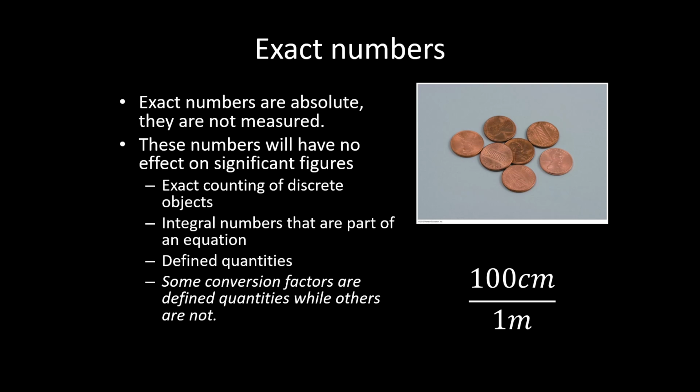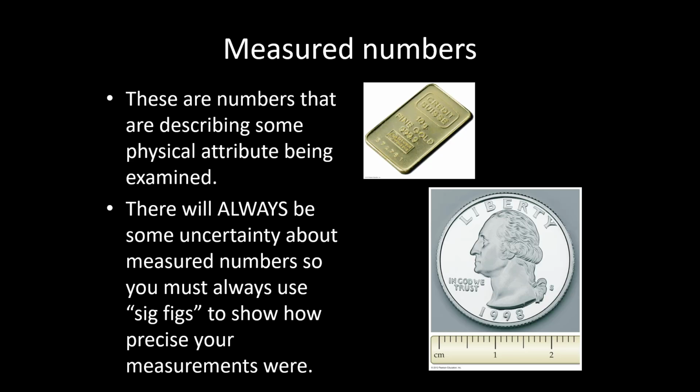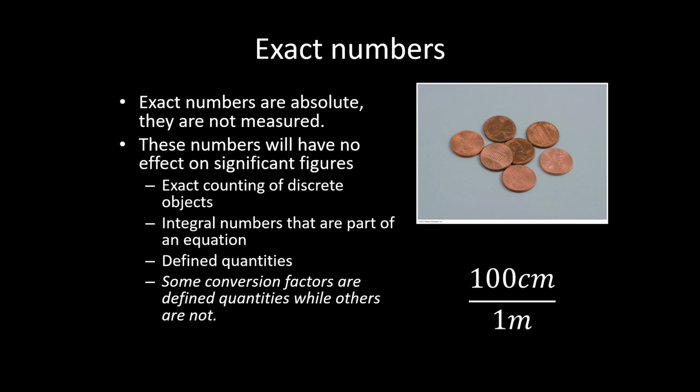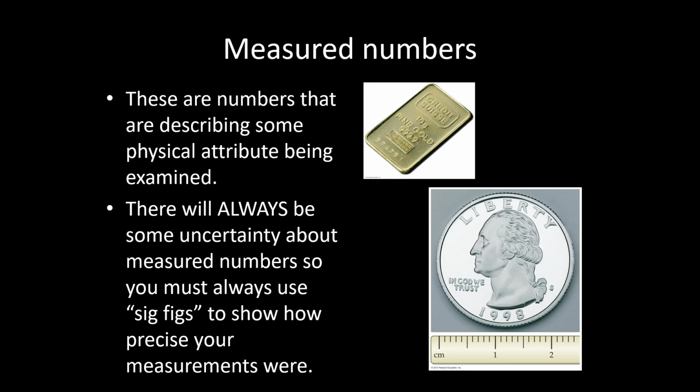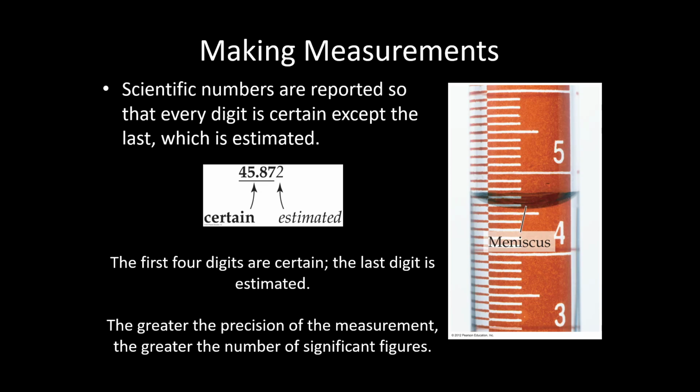All right, so talking about exact numbers versus measured numbers, you should know the difference between those two things. So exact numbers, these have essentially infinite sig figs. This is where there's no uncertainty, there's no doubt about what the number is. So this is when we count discrete objects like pennies, or if we have a defined value like a conversion factor like the one shown there. Whereas measured values, there's always some amount of uncertainty, and so sig figs have to be used.